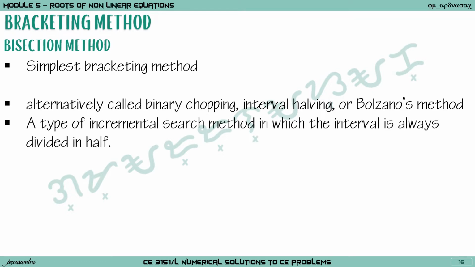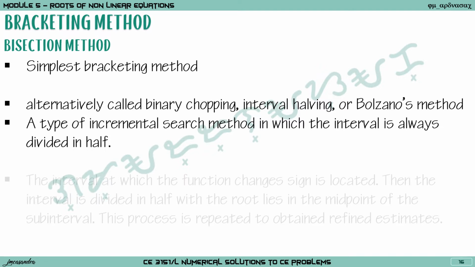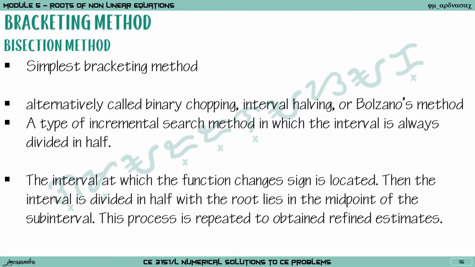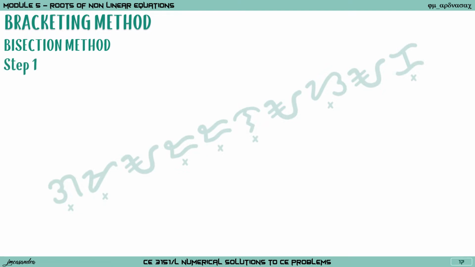So in this method, this is a type of incremental search method in which the interval will always be divided in half. The interval at which the function changes sign is where our root is located. The interval is divided in half, with the root lying in the midpoint of the subinterval. This process is repeated to obtain refined estimates. Okay? So the steps in the bisection method are as follows.